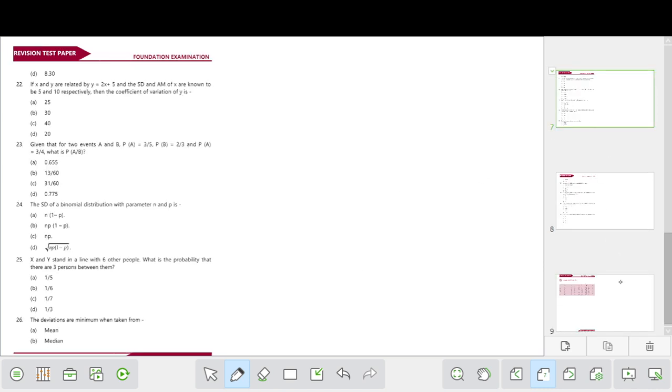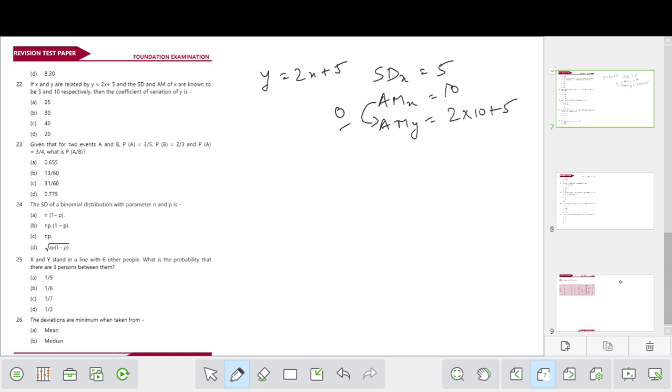Come to the next page. X and Y are related by y is equals to 2x plus 5. Now SD of x is equals to 5, AM of x is equals to 10. We'll put first AM of x and figure out AM of y. So this is 2 into 10 plus 5 because AM is affected by origin plus scale. So 20 plus 5 is 25.